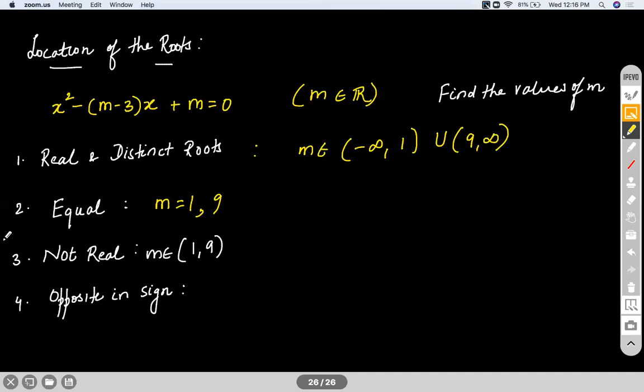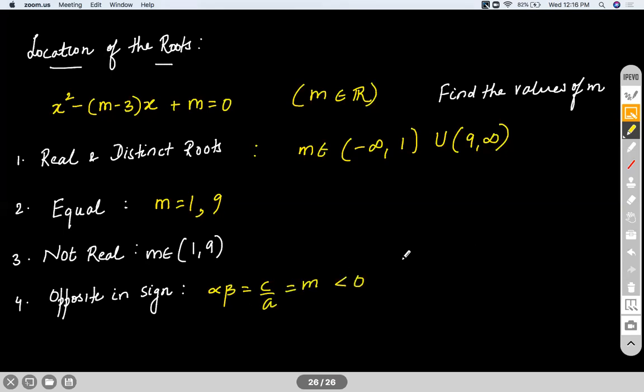Yeah. How, sir? Okay. If I say both the roots are opposite in sign, can I say the product of the roots will be negative? Yes, sir. That means M, which is nothing but the product of the roots, C by A. Product of the roots is C by A, right? So C by A here is M, right? So M should be negative.